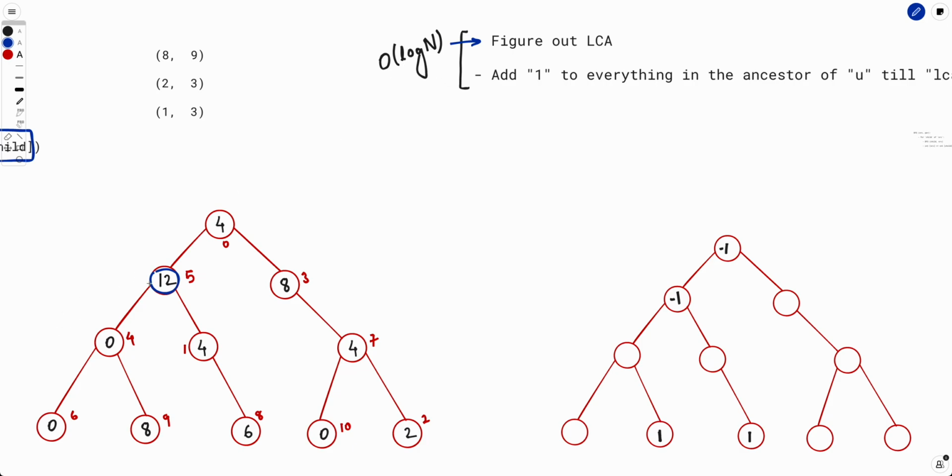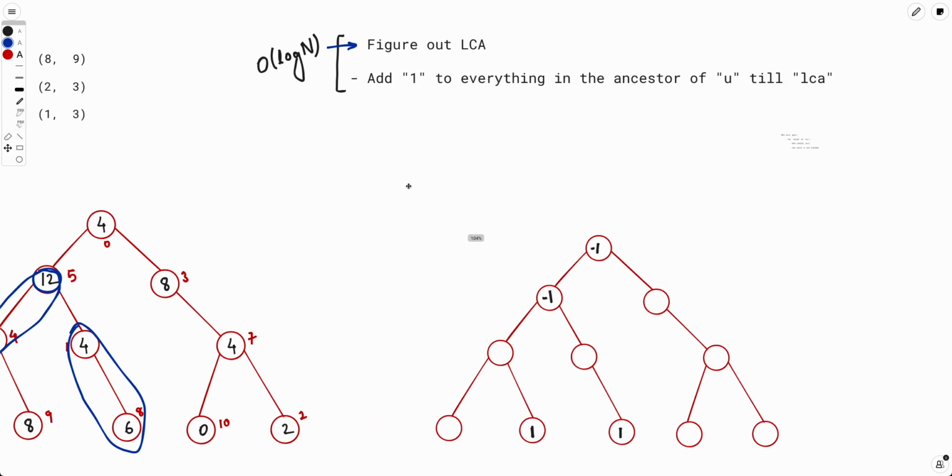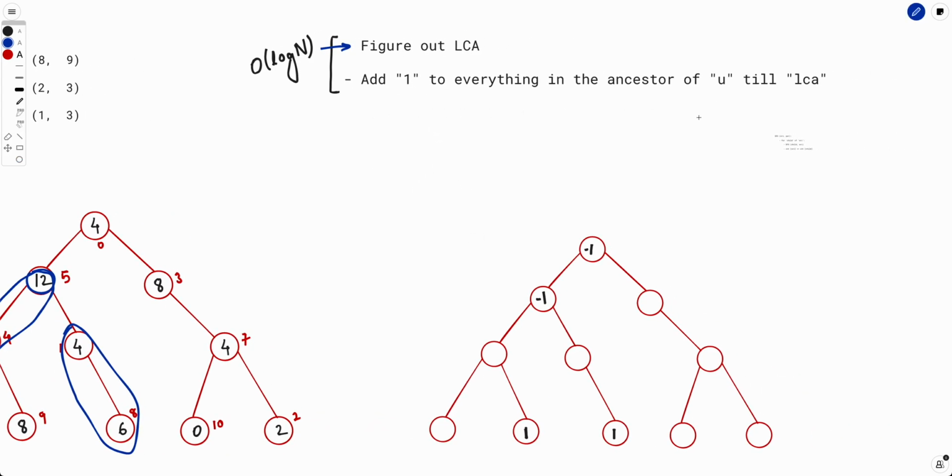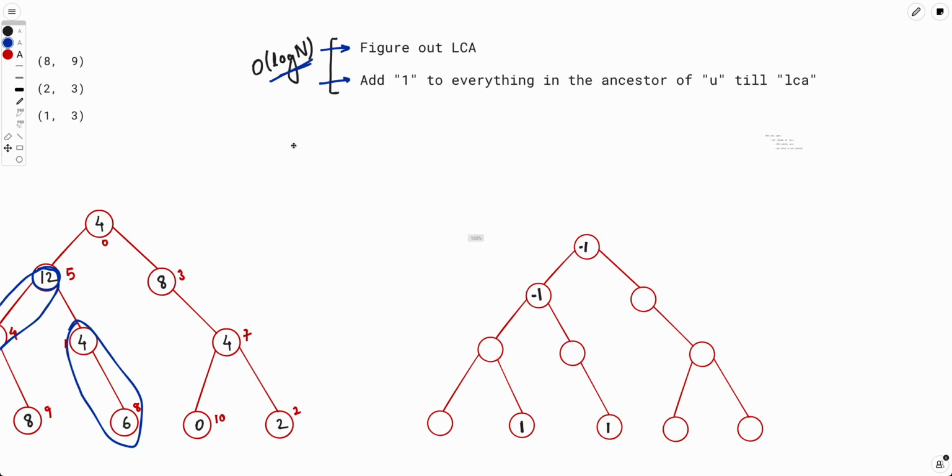And second, let's say we figured out LCA. So we know that the path can be divided into two parts. One, add everything to this particular thing, and then add everything to this particular thing. So basically add one to all these nodes and add one to all these nodes. So this is the second operation, add one to everything in the ancestors of u till LCA, right? So we have to come up with some algorithm that will help us answer these two queries in log n time itself.